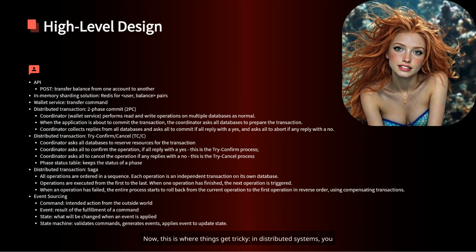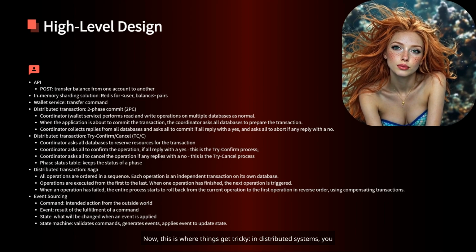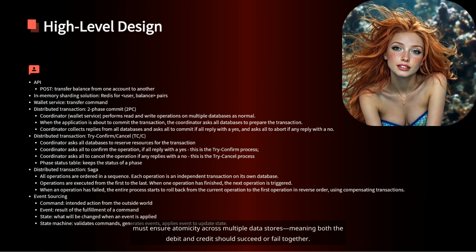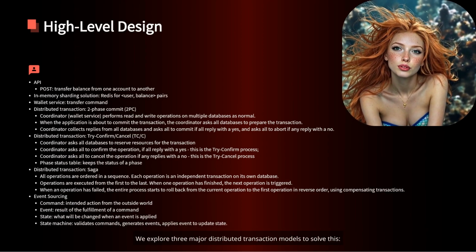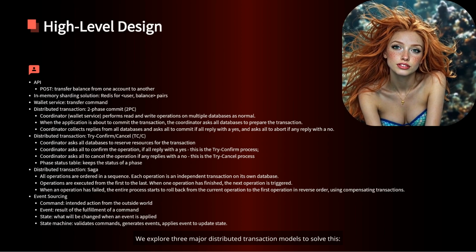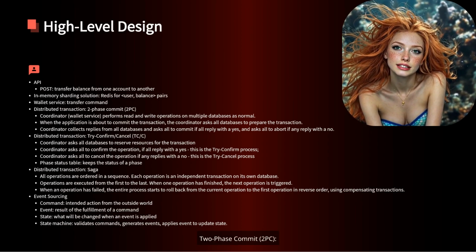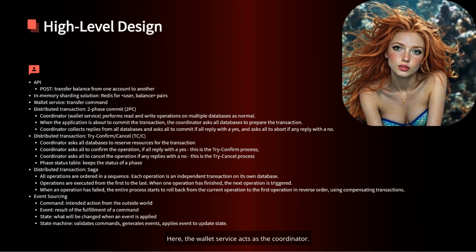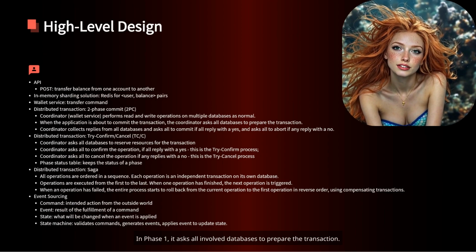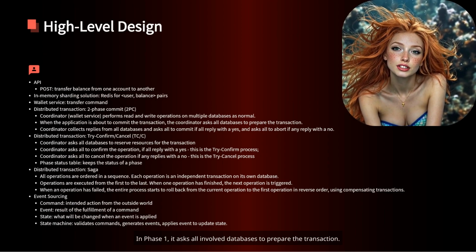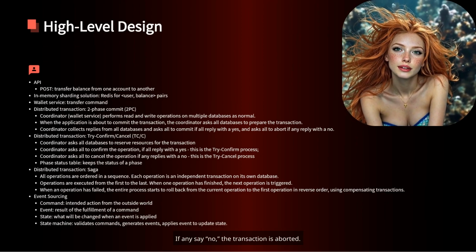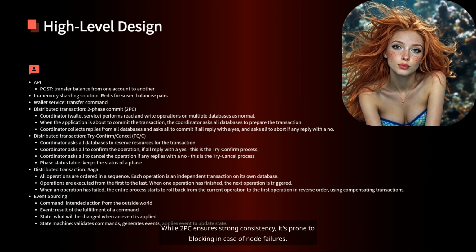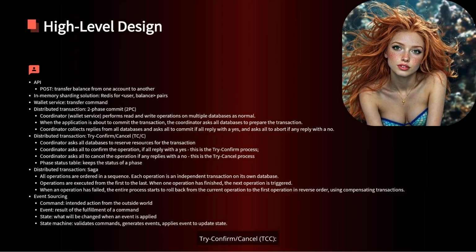Now, this is where things get tricky. In distributed systems, you must ensure atomicity across multiple data stores, meaning both the debit and credit should succeed or fail together. We explore three major distributed transaction models to solve this. Two-phase commit, 2PC. Here, the wallet service acts as the coordinator. In phase 1, it asks all involved databases to prepare the transaction. If everyone replies yes, we go to phase 2, where it asks all to commit. If any say no, the transaction is aborted. While 2PC ensures strong consistency, it's prone to blocking in case of node failures.